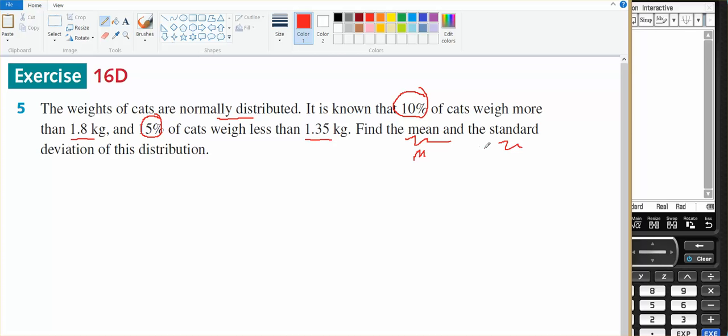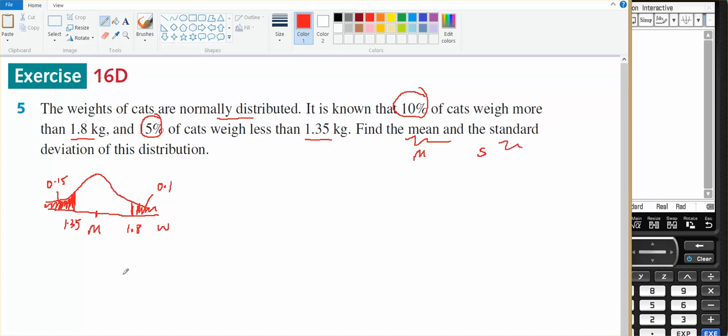There are two unknowns, the mean and standard deviation. So I'm thinking simultaneous equations. Okay, so if the weight of cats is normally distributed, this is the weight of cats, there'll be a mean there and there's some standard deviation. And I know that when that is 1.8, that probability is 0.1 because 10% weigh more than 1.8, and 0.15 weigh less than 1.35.